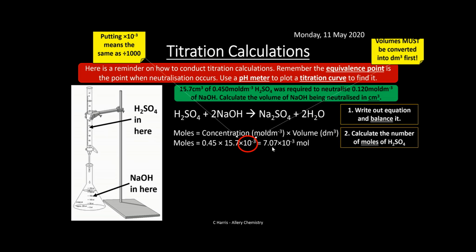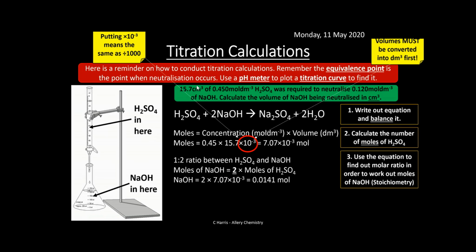Now, I put the times 10 to the minus 3 there because we have to convert our volume into decimeters cubed. We've been given a volume here of 15.7 centimeters cubed. If you've seen my videos, you'll see it as well, but I find it easier just to add times 10 to the minus 3 on the end, because that means the same as dividing by 1,000, and that allows us to convert from centimeters cubed to decimeters cubed.